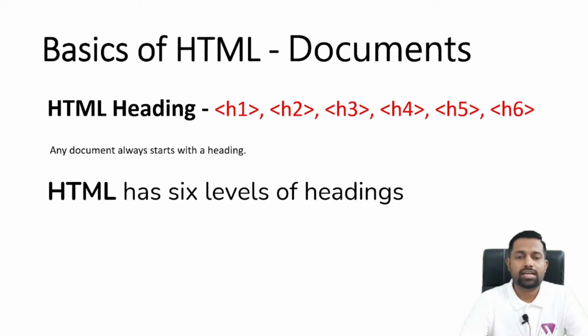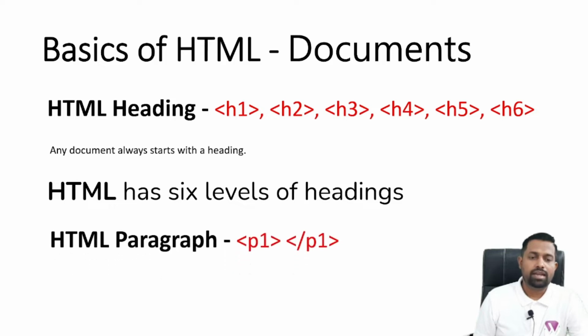HTML has 6 types of headings. As you see on screen, H1, H2, H3, H4, H5 and H6. Any document will start with a heading. Any document means any paragraph, any sentences. If you want to write in your web pages, web application, website or anything, it should start with a heading.